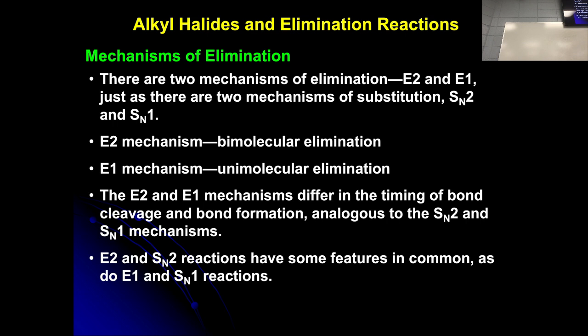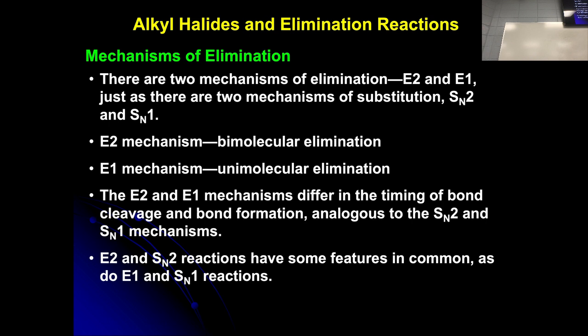Okay, there are 2 different types of elimination mechanisms. You can have an elimination where the base and the alkyl halide are interacting in one step. That would be an E2 reaction. You can have an elimination reaction where the halogen has to leave first, you get a carbocation, and then it eliminates. That's called an E1 elimination, okay?